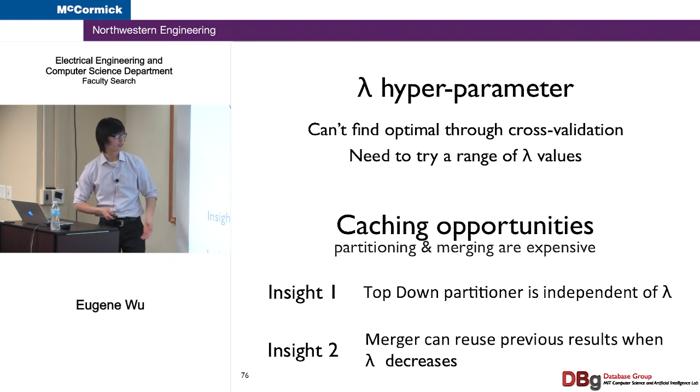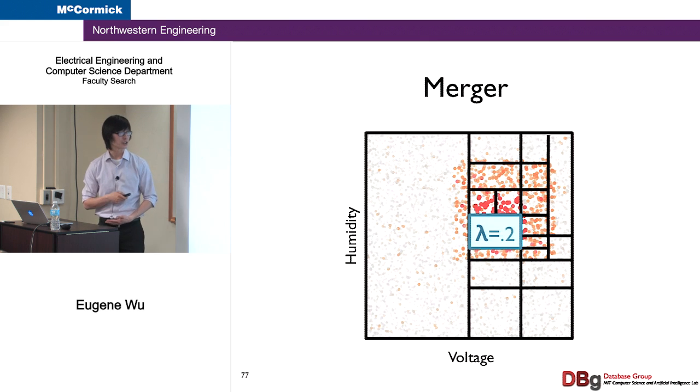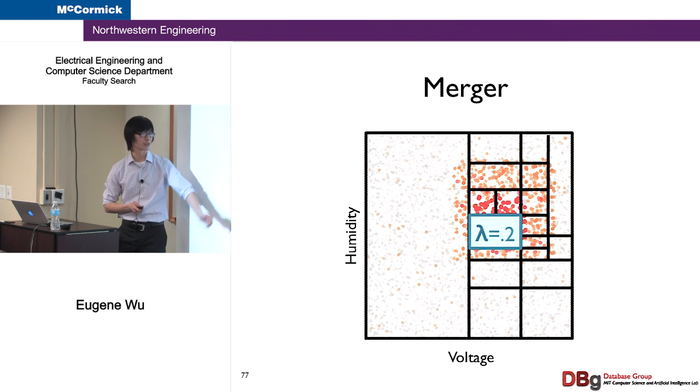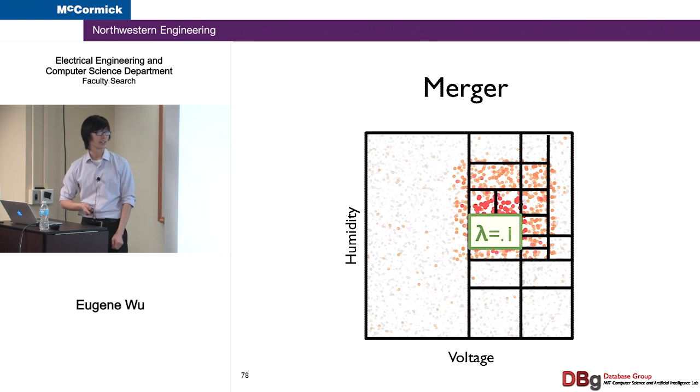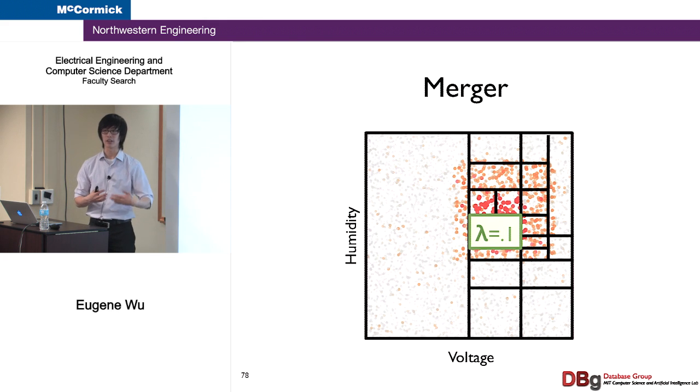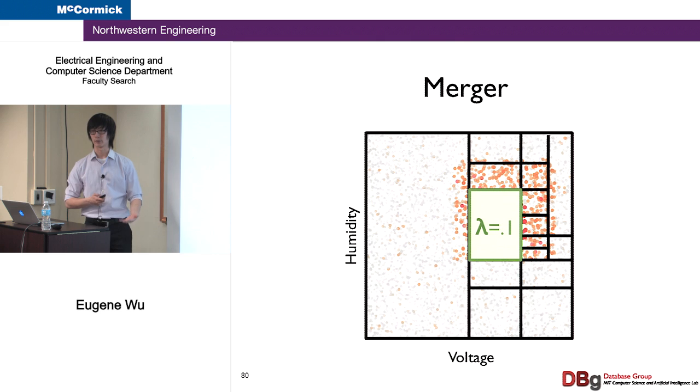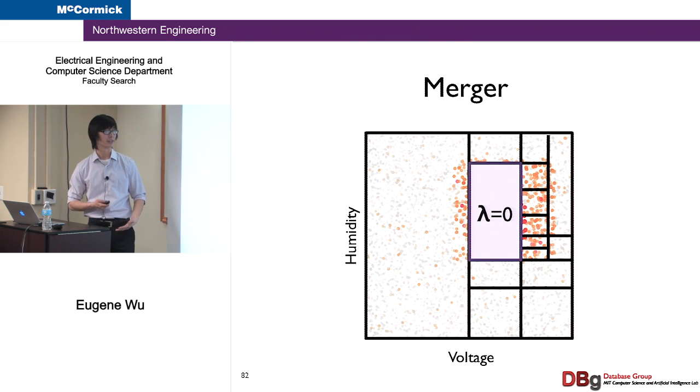And for this, we've developed 2 caching opportunities. The first is that the top-down partitioning runs independent of lambda, so we can just avoid the cost in the future. And secondly, if we're reducing lambda, we can also use previous results for the merging phase. To see how this works, let's say this was the previous result. If the user decreases lambda, she's saying, I'm willing to accept more sensor readings within my predicate, so we can just start from there during the merging phase.